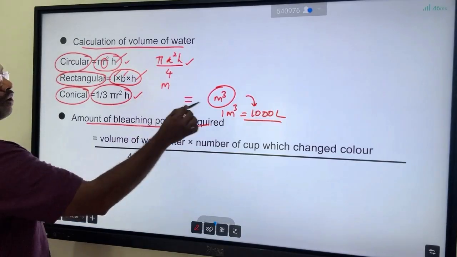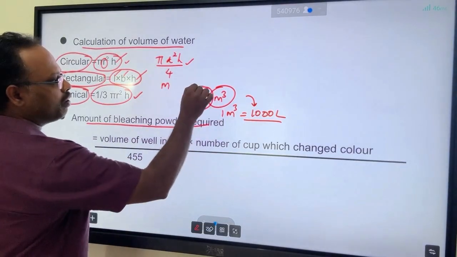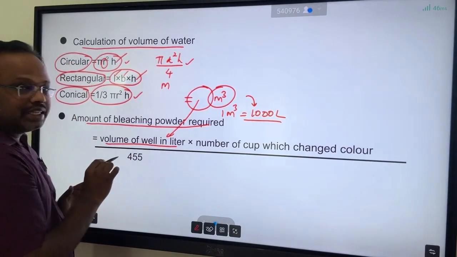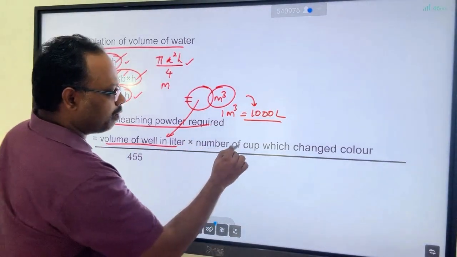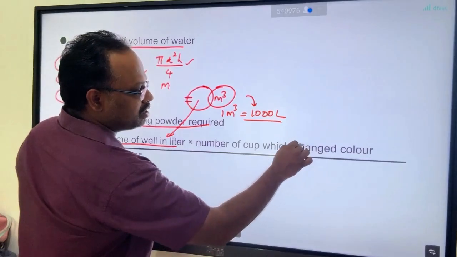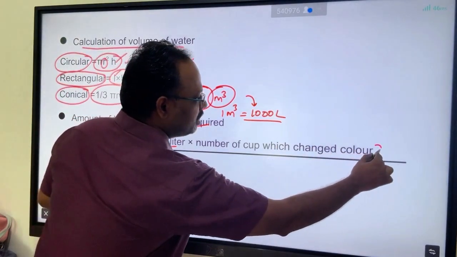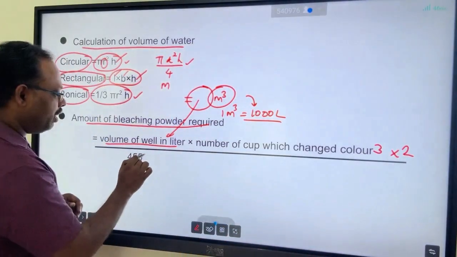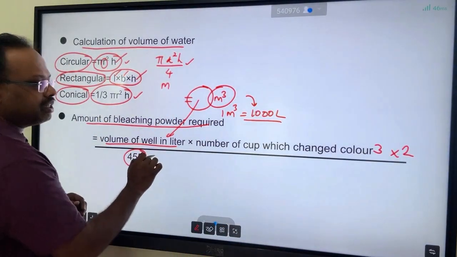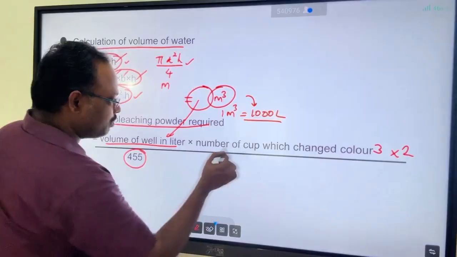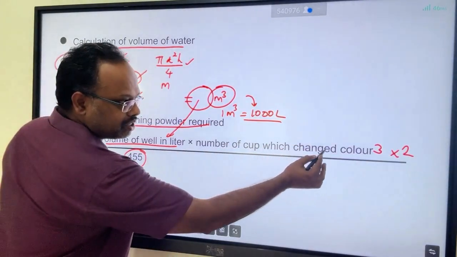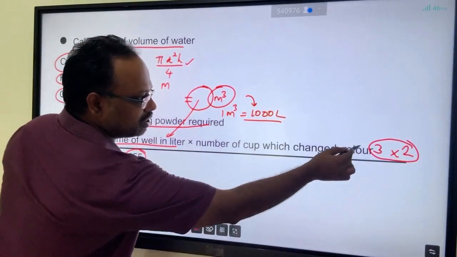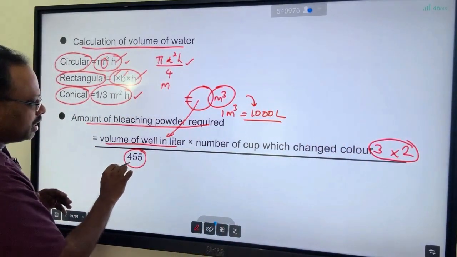For that, we would have calculated the volume of the well from this formula, and we need to substitute the volume of the well in liters here, along with the number of the cup which has changed color. Suppose it is the third cup or fourth cup, we put the value 3 or 4 here, multiply it by 2, then divide it by 455 liters. Because if the third cup is turning blue, this gives 6 grams, so this 6 grams is for 455 liters.